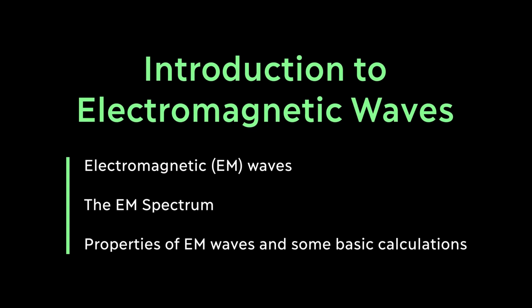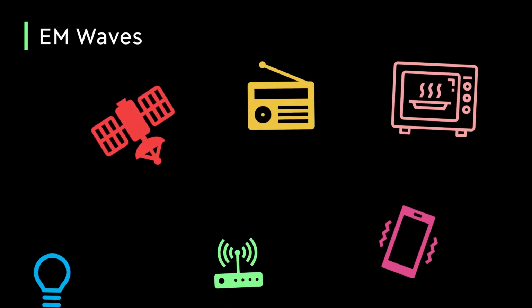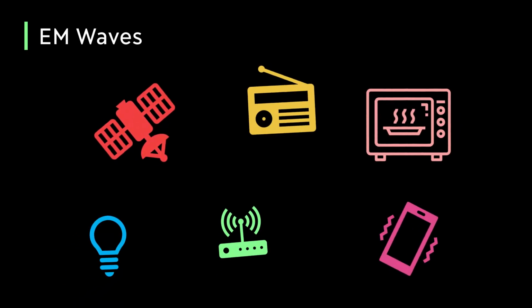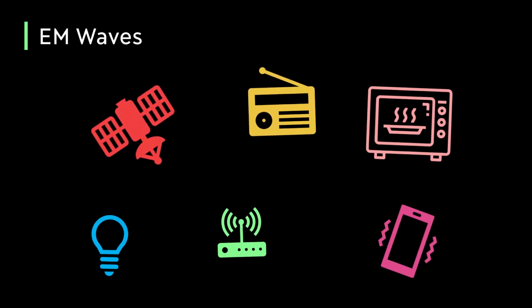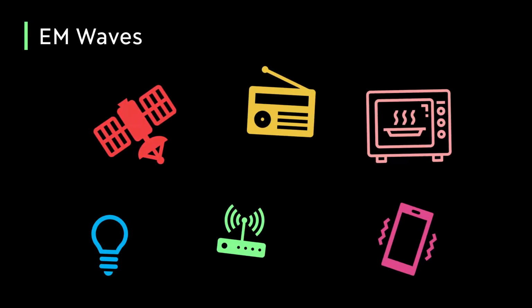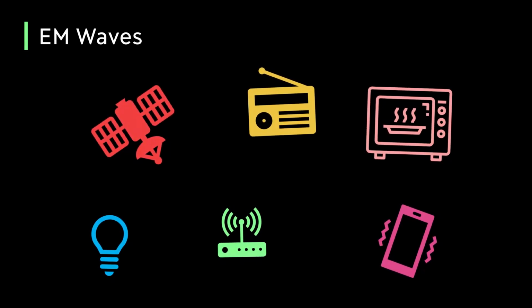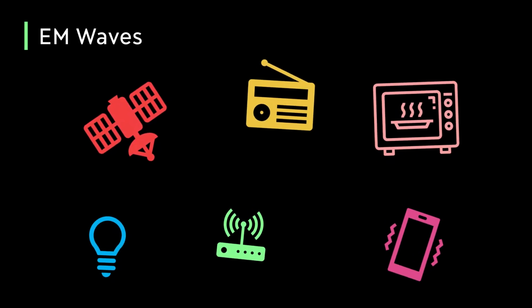I'll be covering what electromagnetic or EM waves are, the electromagnetic spectrum, and properties of electromagnetic waves, along with some basic calculations you'll need to understand. As I said earlier, we're surrounded by EM waves. We use them for communication, for heating our food up, to see in the dark. There's something we've learned to harness for our own uses. Watching this video is actually an example of you using EM waves.